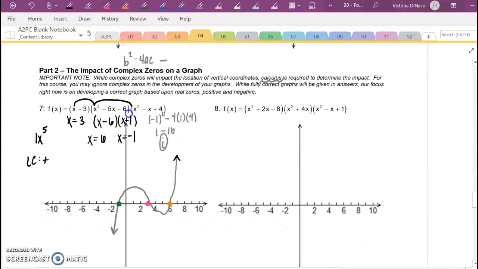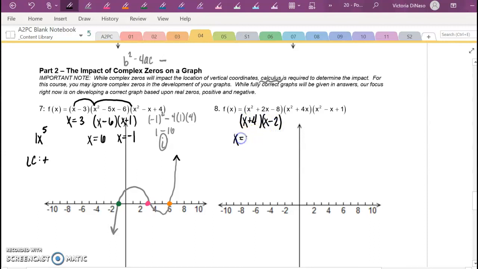For number 8, this will be the last problem that we do. So for number 8, we're going to go ahead and factor this. So I need two numbers that multiply to negative 8 and combine to 2. If you're thinking of positive 4 and negative 2, you are correct. Therefore, we have x equals negative 4, and we have x equals positive 2. So we're going to go ahead and put points at negative 4 and positive 2.